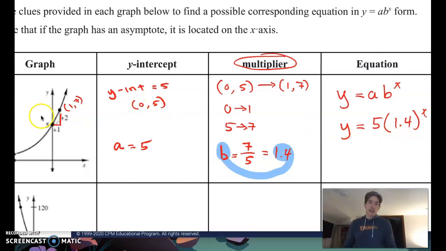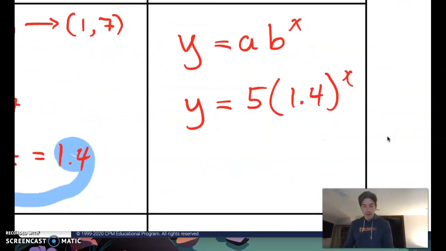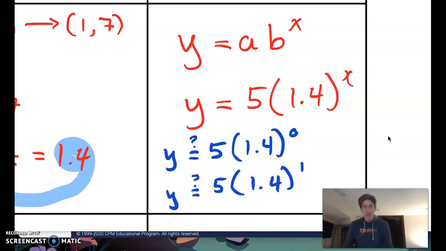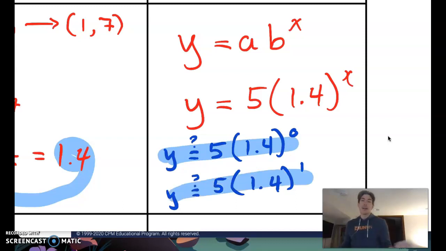The other thing that we can do is take these 2 points individually and plug those things in. I'm not going to do that for you, but I'll show you how I would do it here. I would ask myself this question: what does y equal when I plug in 0 for x? And what does y equal when I plug in 1 for x? As I go through and check these, I better get out 5, and I will. And I better get out 7, and I will.